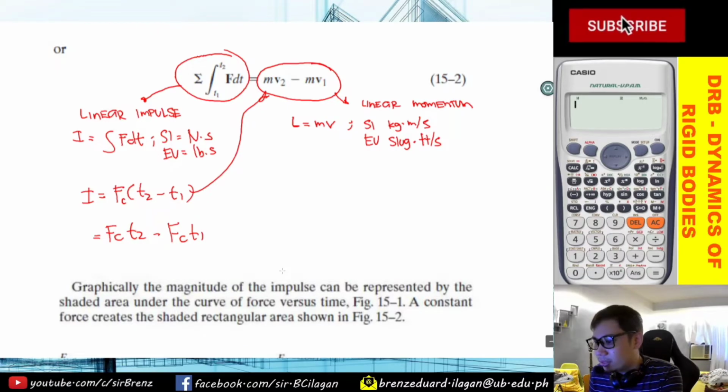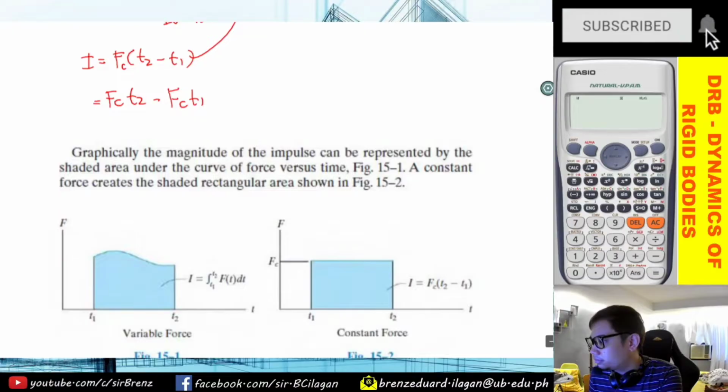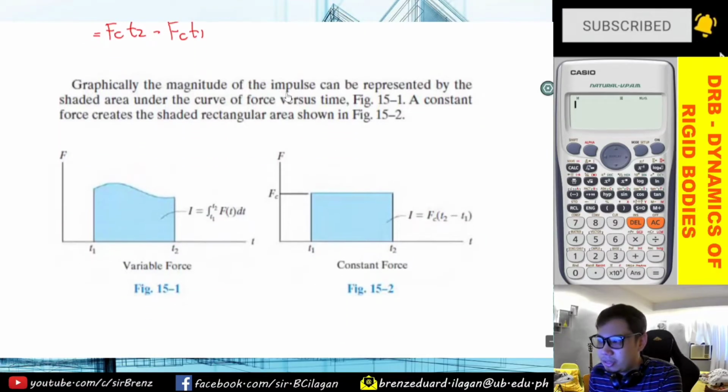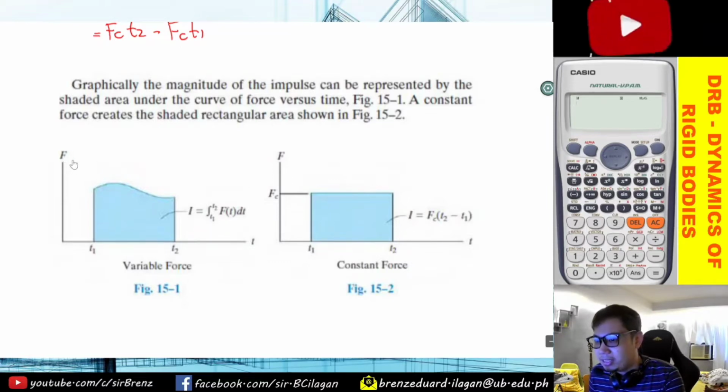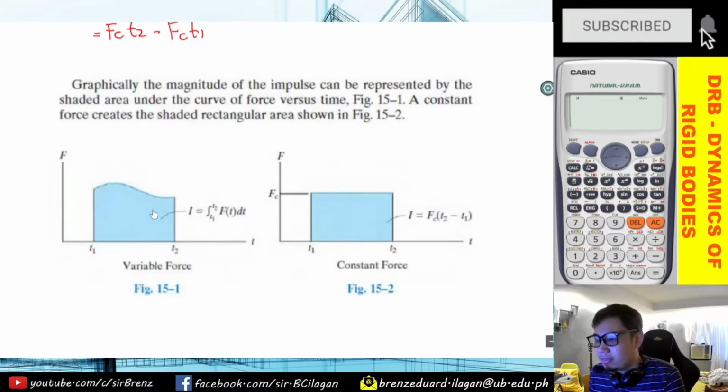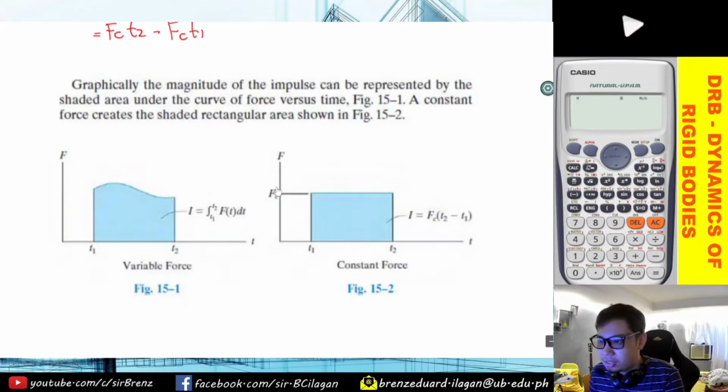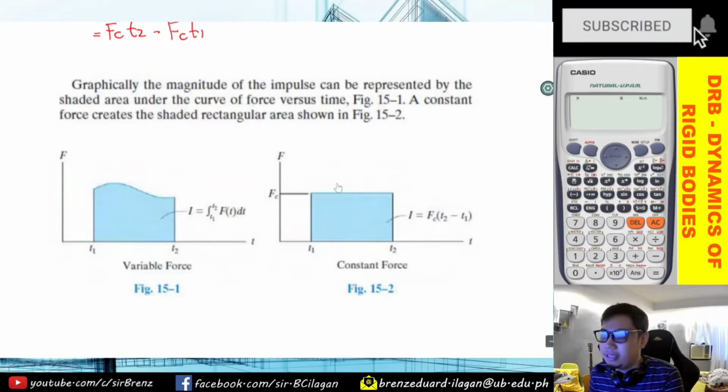Okay? Graphically, the magnitude of the impulse can be represented by the shaded area under the curve of force versus time. On the y-axis is the force, and on the x-axis is the time. This graph is for a variable force. As you can see, the force is varying with respect to time. But if it is a constant force, then it will produce a rectangular shape, since the force does not change at any time t. That is why the diagram looks like this.